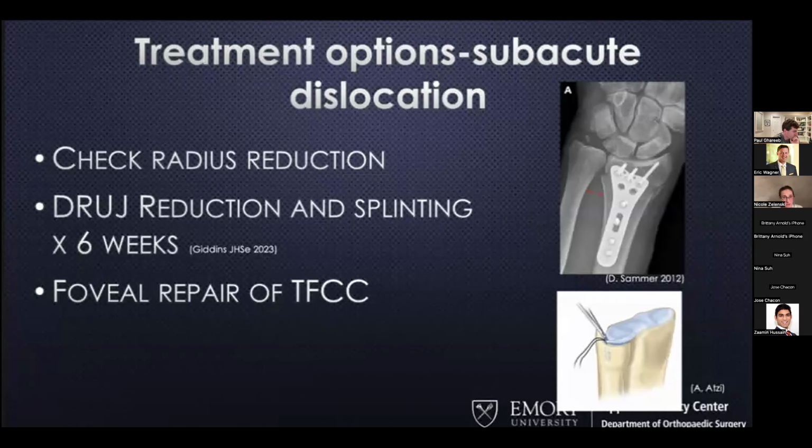There is some argument for reduction and splinting in a position of stability. This has been published upon to be successful. I think this is a reasonable alternative to somebody who doesn't want surgery, but I think that you could definitely consider a foveal repair of the TFC as well.